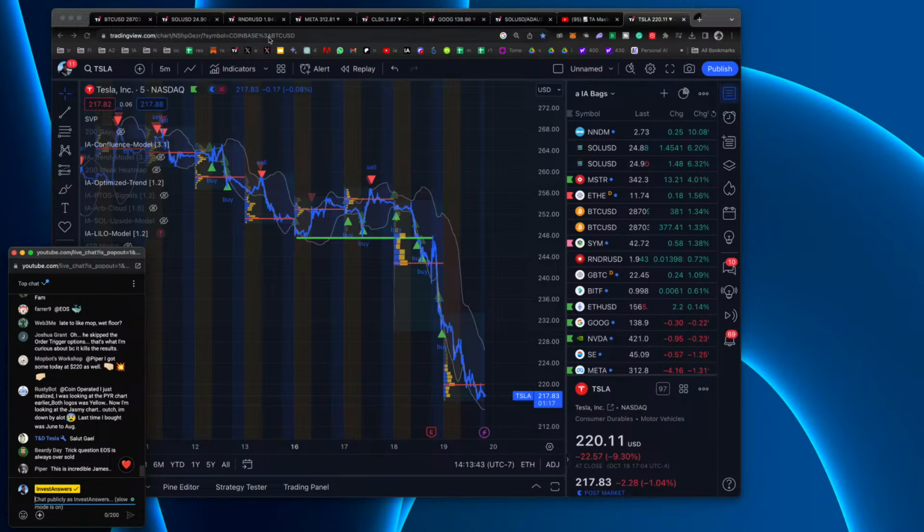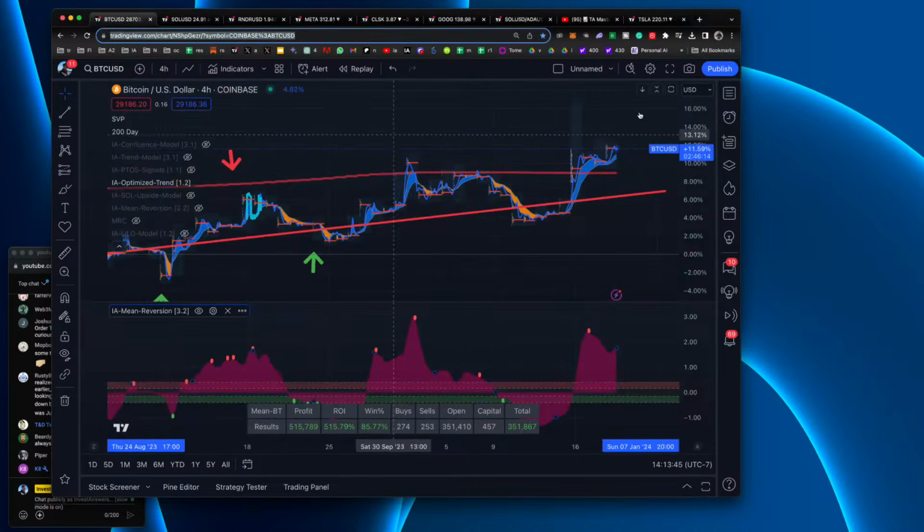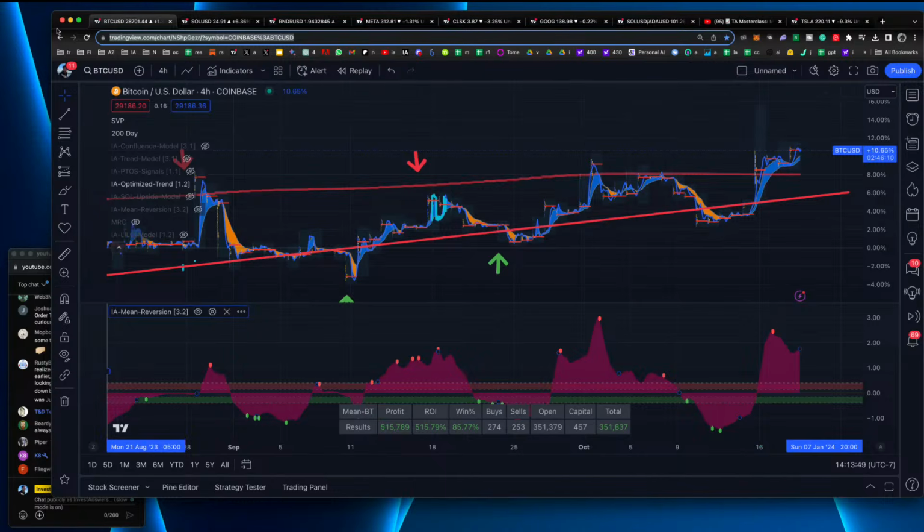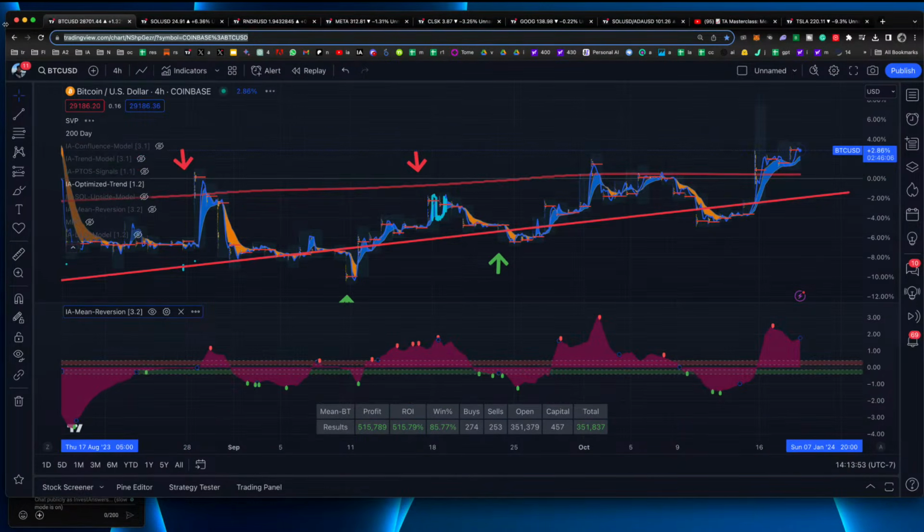But yeah, we're going to look at a whole bunch of assets. We're going to start with Bitcoin, which has had a great day. And so here we are. I'm in my TradingView, and I'm just going to pull up a smattering of assets to get a feel for exactly where we are and walk you through the actual situation.